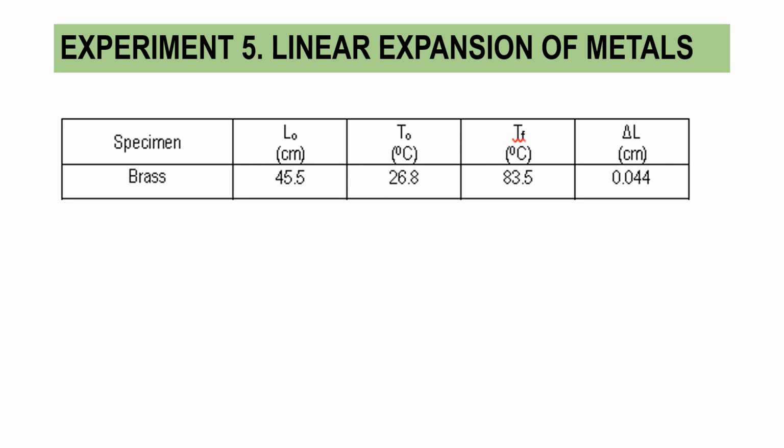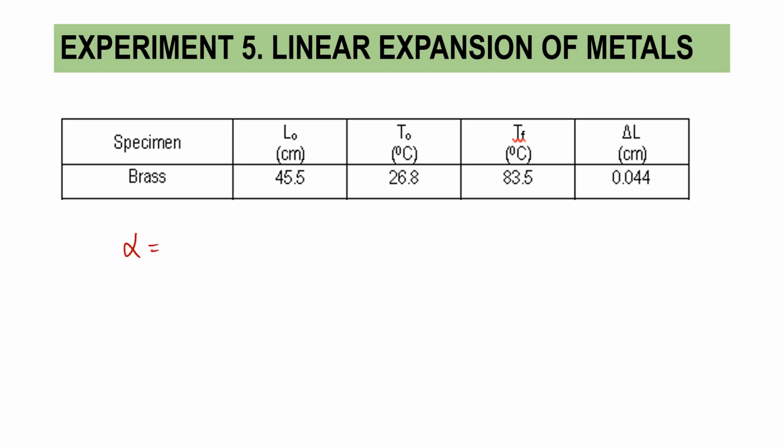Given the following data, let us compute the coefficient of linear expansion of brass. So the specimen here is brass. L naught is 45.5 centimeters. Initial temperature is 26.8 degrees Celsius, final temperature is 83.5 degrees Celsius, and delta L, which is the elongation, is 0.044 centimeters.